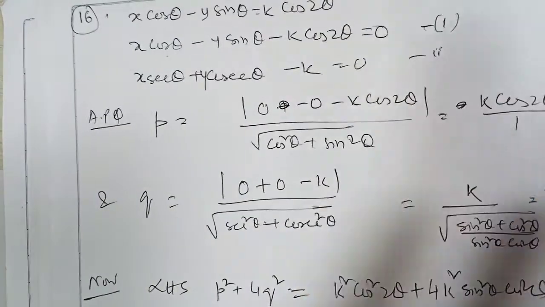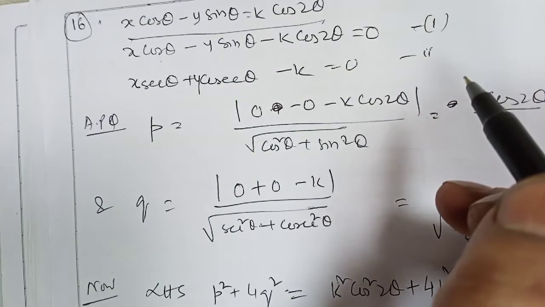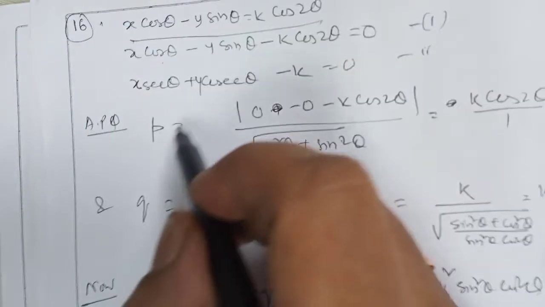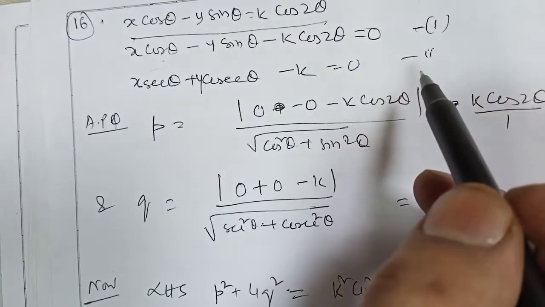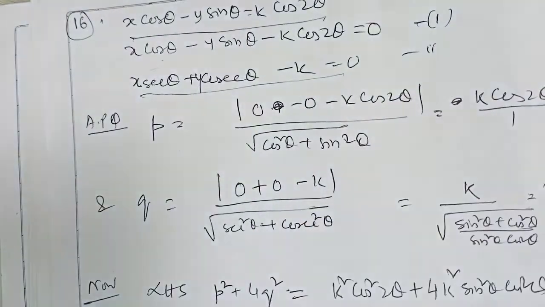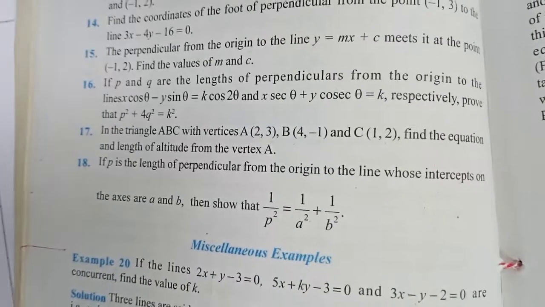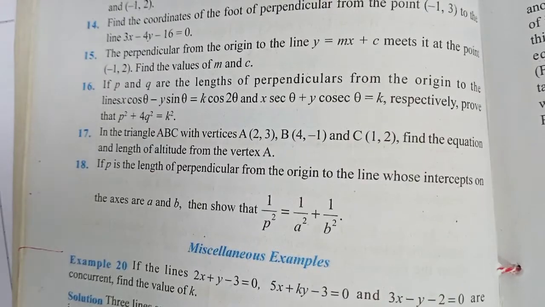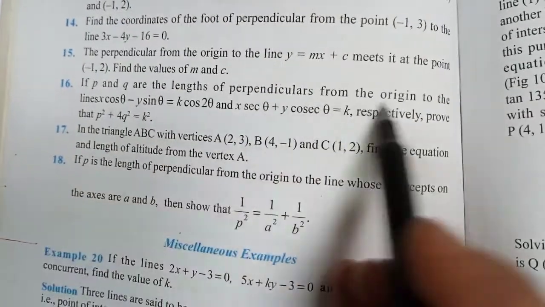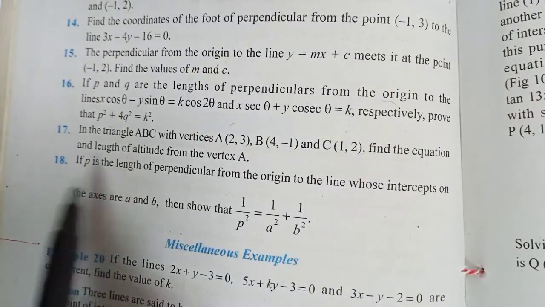Okay, next another question. The distance from the origin to this line is p, and the distance from the origin to this line is q. We have to prove that p² + 4q² = k². Just go through this question number 16. p and q are the distances from the origin to these two lines. We have to prove that p² + 4q² = k².